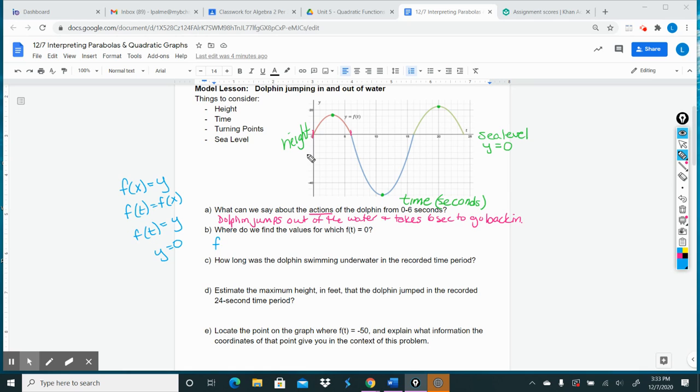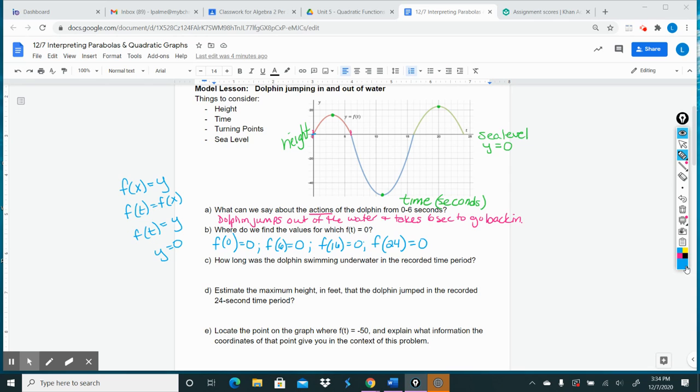So we know the first one is right here. This is when the dolphin leaves the water in the beginning. So the time is 0 when the dolphin leaves the water, and then the dolphin re-enters the water at the time of 6 seconds. So we know f of t is 0 at that point. And then the dolphin swims underwater and jumps back out of the water at a time of 16 seconds. So f of 16 also equals 0, and then it jumps back into the water at 24 seconds. So all of these values are when f of t equals 0.